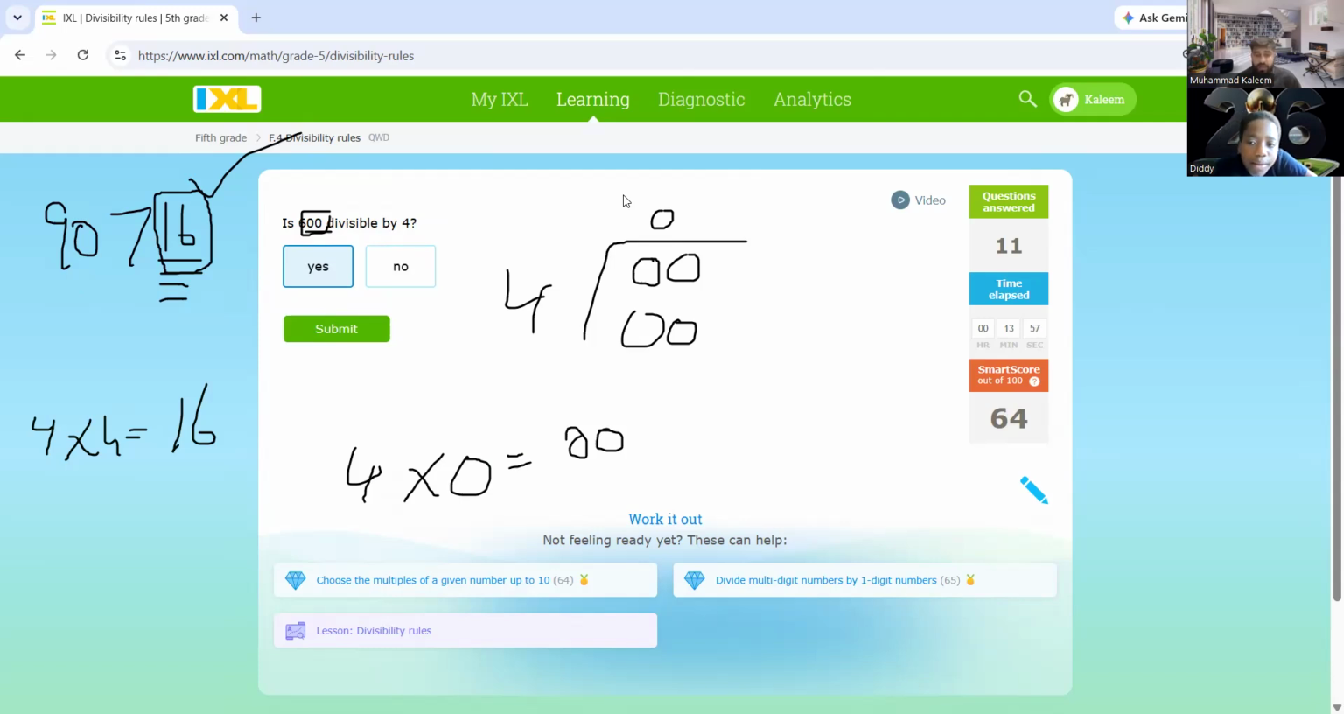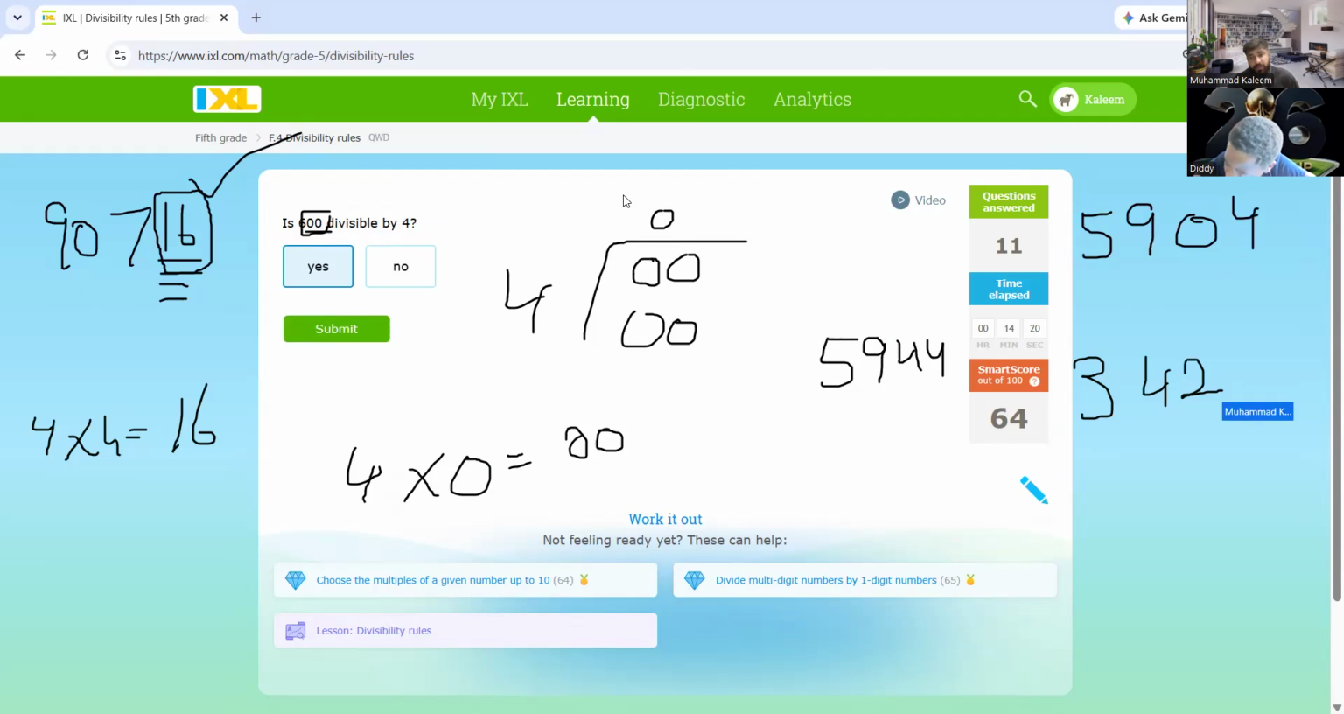I'm saying you have 5,944. Is this number divisible by 4? Yes, it is. Even if we have 5,904, I will say this number is also divisible by 4. If we have 3,424, this number is also divisible. If we have 7,912, I will say this number is also divisible by 4.